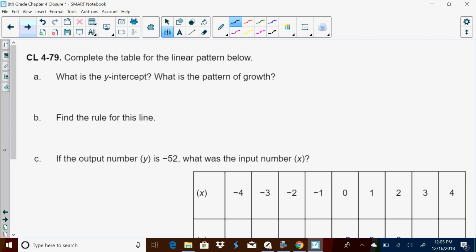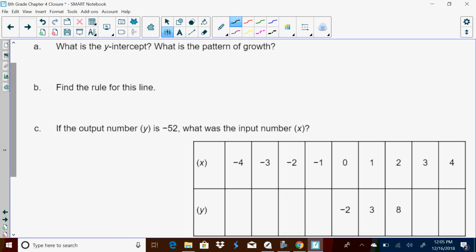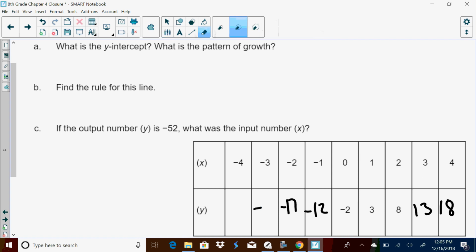Problem 479, complete the table for the linear pattern below, and then I have to answer the questions about it. So I know 0 is negative 2, 1 is 3, so I'm growing by 5. So 3 would be 13, and 4 would be 18. So going down by 5, I'd get negative 7, negative 12, negative 17, negative 22.